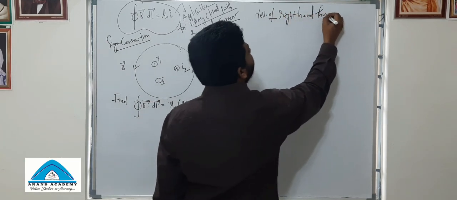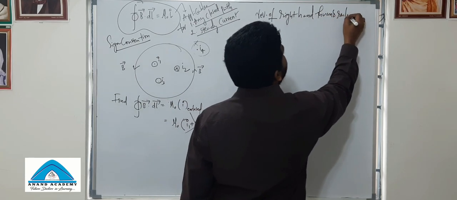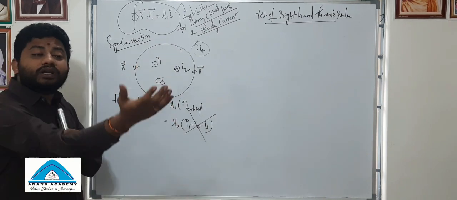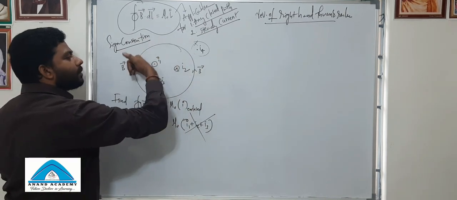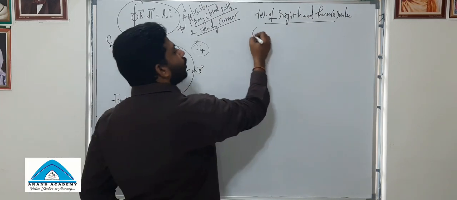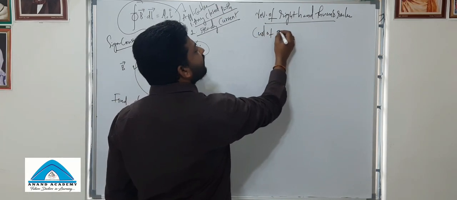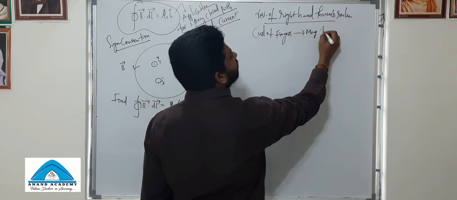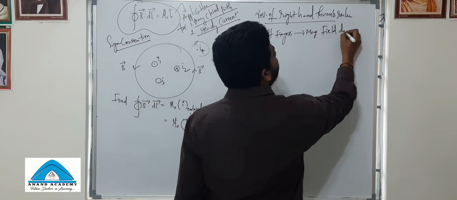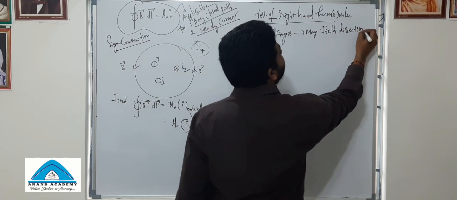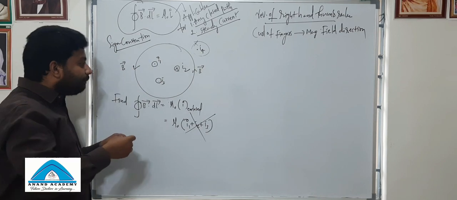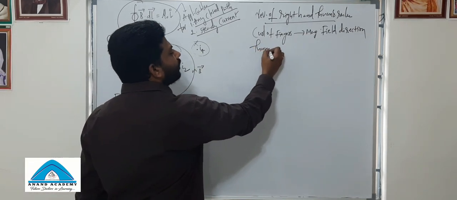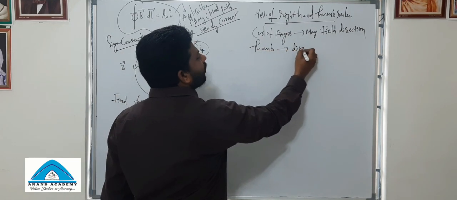According to the reverse of the right hand thumb rule. What is the reverse of the right hand thumb rule? You can see here, imagine the curl of your fingers is giving you the magnetic field direction. If the curl of the fingers is giving you the magnetic field direction, then the thumb will give you the direction of current.